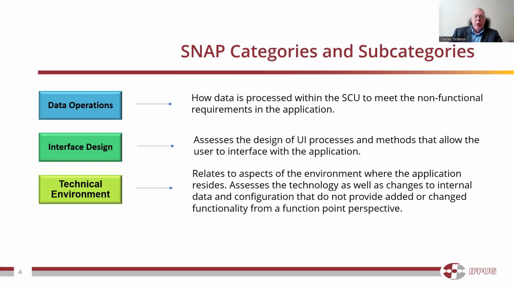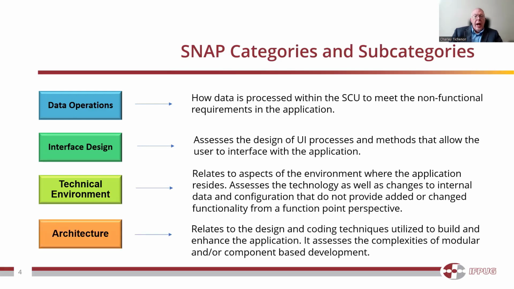The technical design relates to aspects of the environment where the application resides. It assesses the technology as well as the changes to internal data and configuration that do not provide added or changed functionality from a function point perspective. And the fourth category is architecture. It relates to the design and coding techniques used to build and enhance the application. It assesses the complexities of modular and/or component-based development.